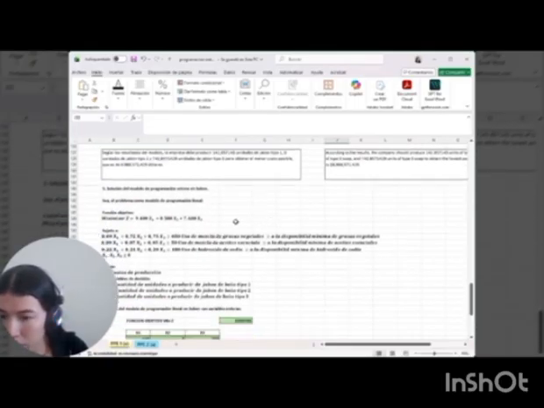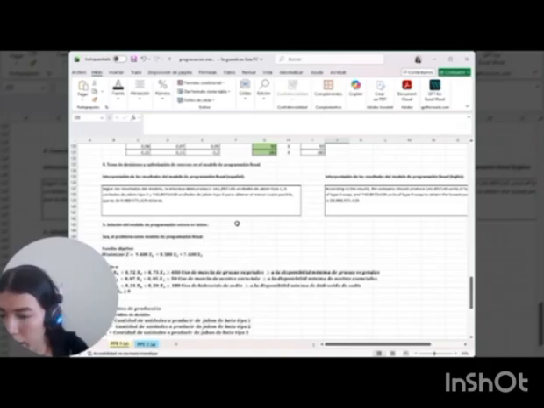And finally, I can conclude that the integer programming model allows the company to make real production decisions, minimize costs, and use resources efficiently.